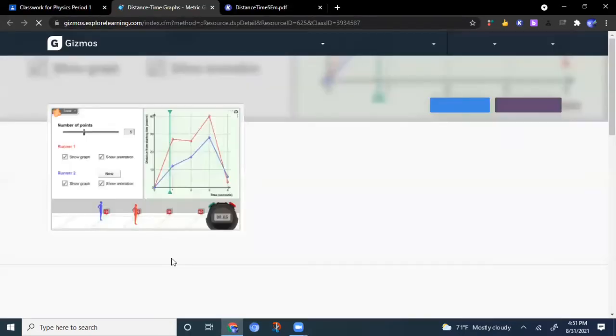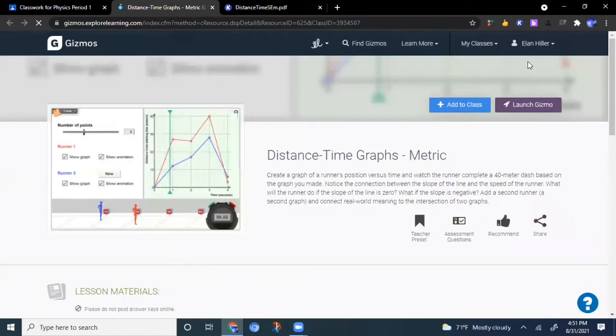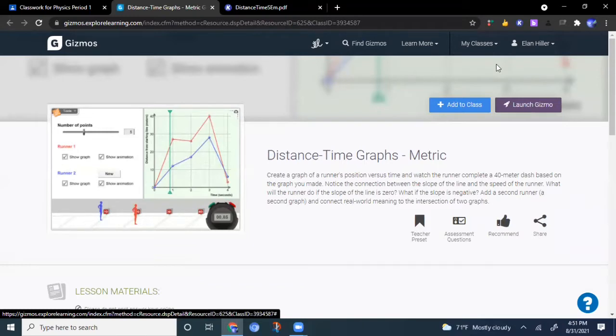This link takes us to the Gizmo website. Now you'll notice I'm already signed in, but chances are when you click on that link, you may not be signed in. So the first thing you're going to want to do is click on the login button and sign in with your login information. If you don't do that, you're going to have a 5-minute timer that's going to run out and you won't have a chance to complete the assignment. So don't forget to sign in before you begin.